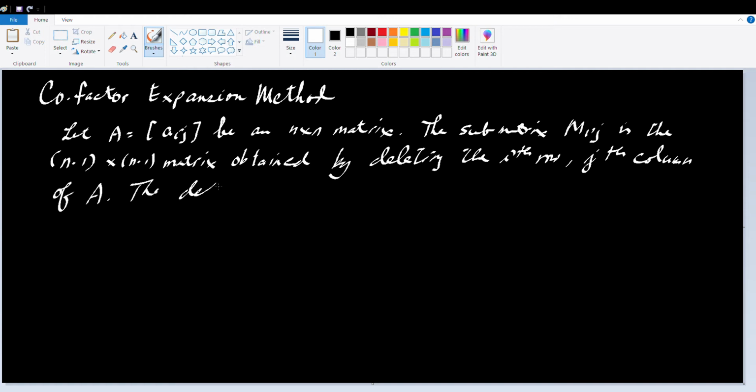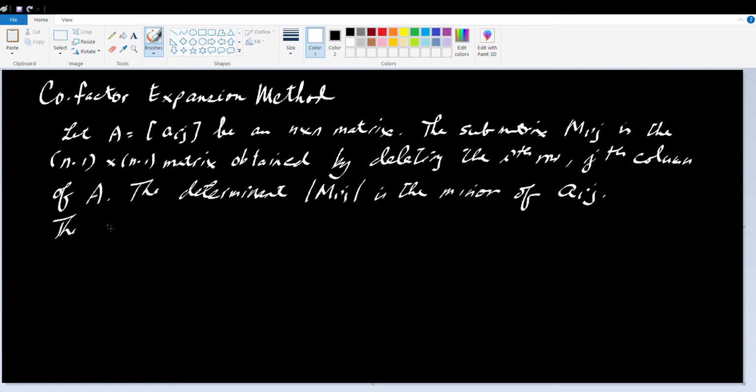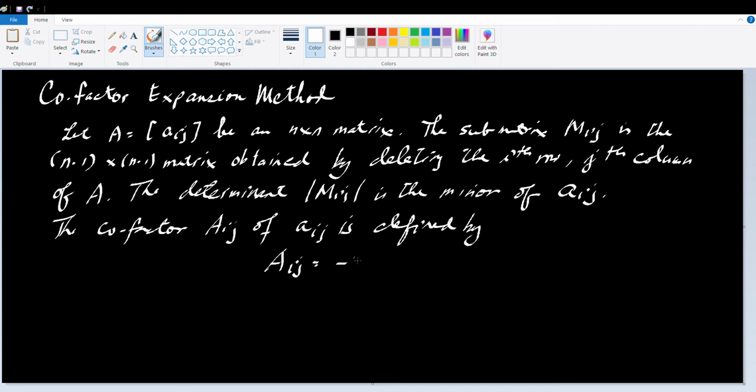The determinant of Mij is the minor of Aij. The cofactor Aij of the entry or the element Aij is defined by Aij equal to -1 raised to i plus j times the minor Mij.